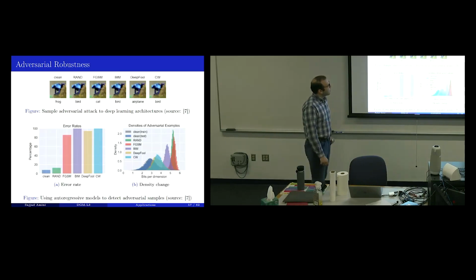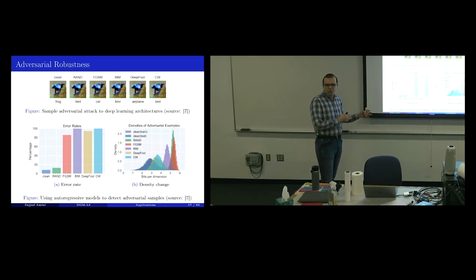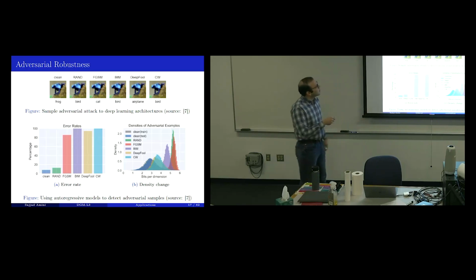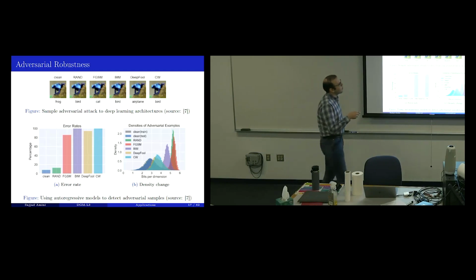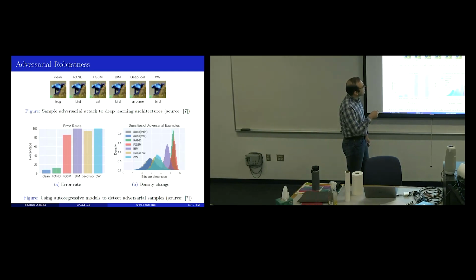So how can density estimation help you with this issue? How can it be used to detect such images? These are some example images for different methods. For example, this is a random perturbation, this is FGS, and these are all methods to design this adversarial perturbation. There are different approaches to design it. These are those methods.